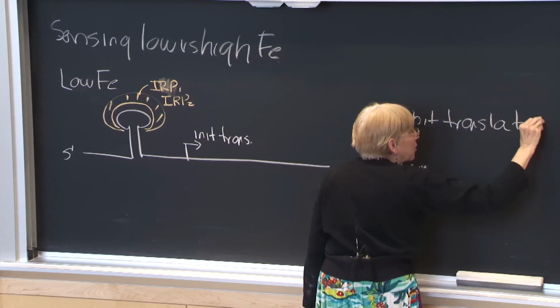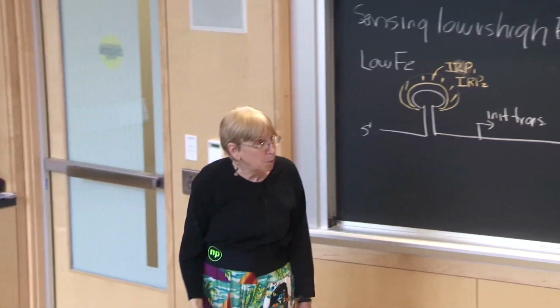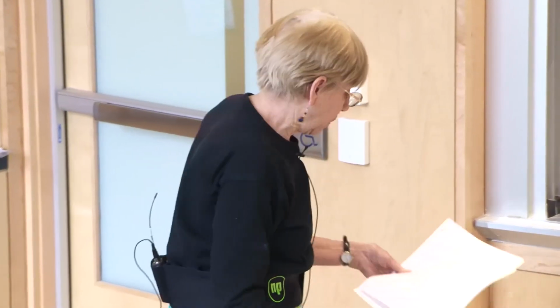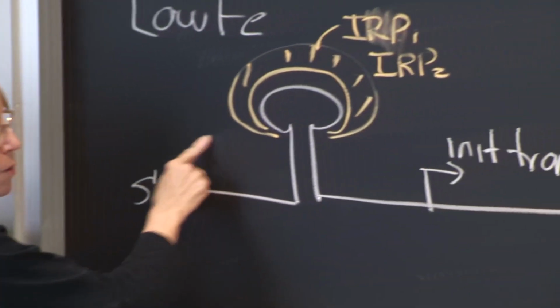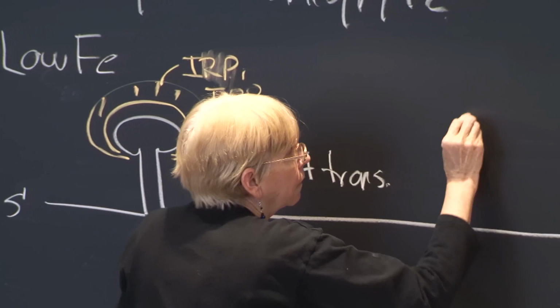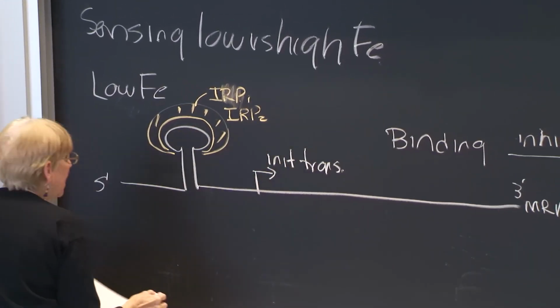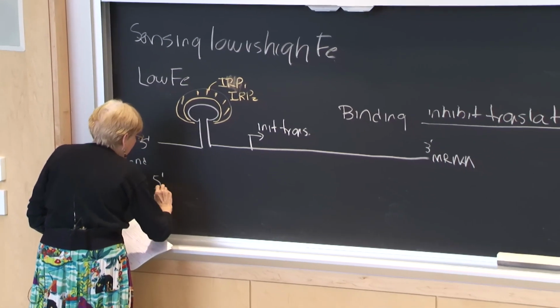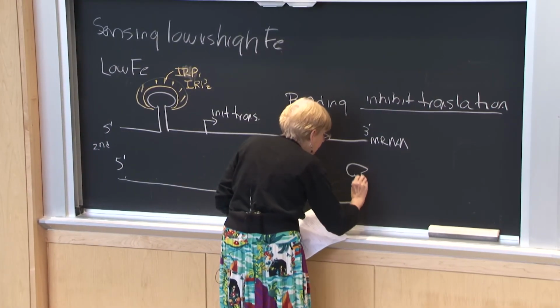What I'm showing you now, and then I will give you some examples, is the key to thinking about this. Most of it actually is intuitive once you remember what all the factors are that are involved in iron homeostasis that we've already gone over. So binding inhibits translation. Then we have a second case at low iron. Again, we have a 5' end, and then we have a 3' end.